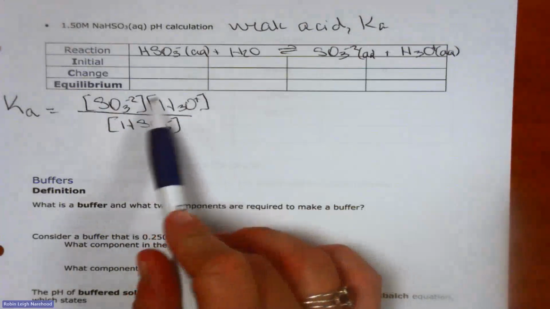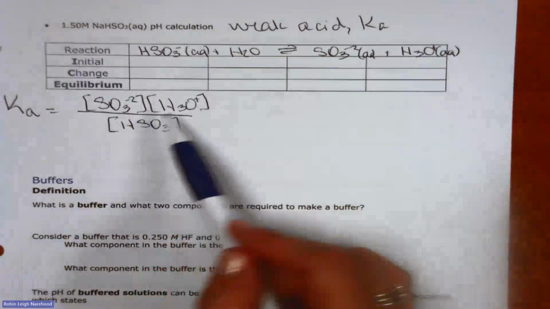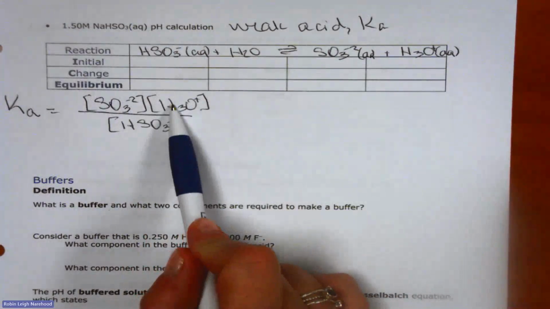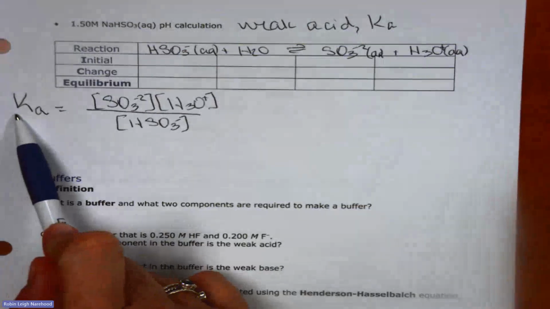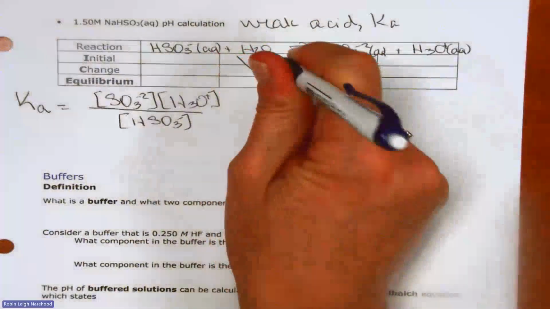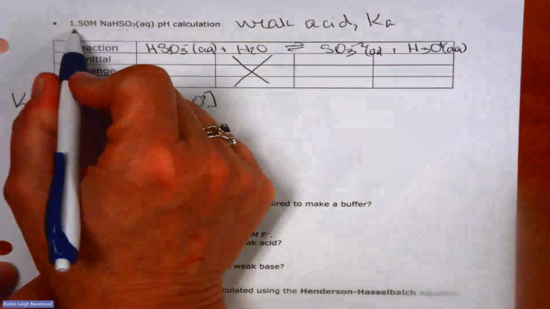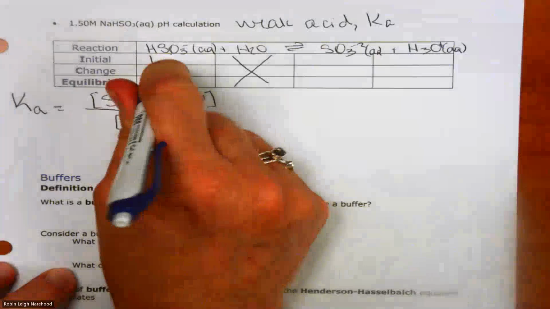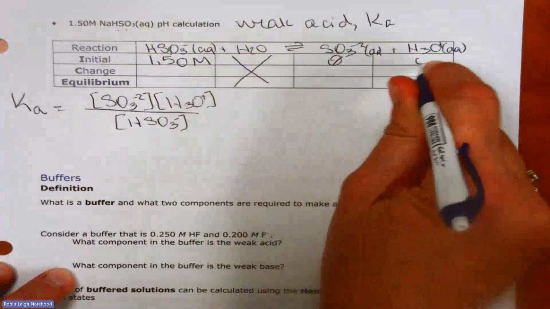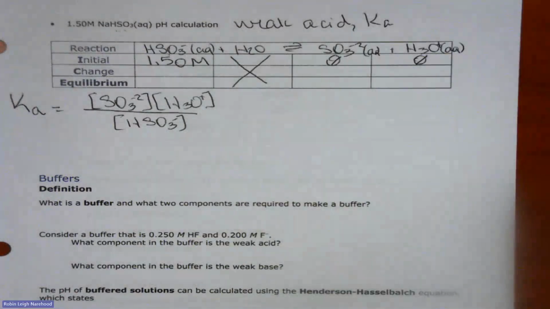That's always going to be the equilibrium concentrations positions, because if it's an acid, it will create a conjugate base and hydronium. And it will have a constant that's Ka. Then you just plug in the information into the chart, just like we've done before. So the concentration of this chemical is 1.50 molar. And we don't have any sulfite or hydronium to start with.